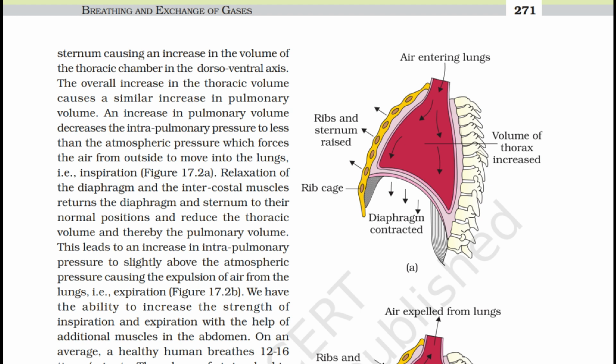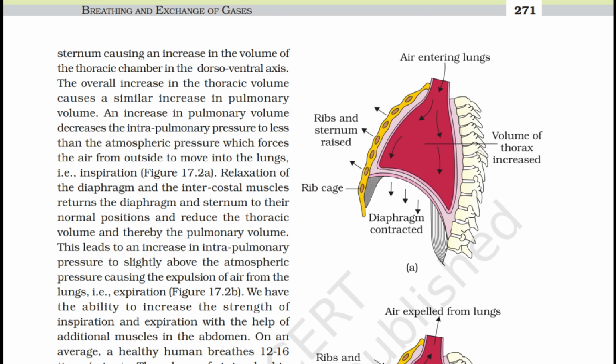An increase in pulmonary volume decreases the intrapulmonary pressure to less than the atmospheric pressure, which forces the air from outside to move into the lungs, i.e., inspiration. Relaxation of the diaphragm and the intercostal muscles returns the diaphragm and sternum to their normal positions and reduces the thoracic volume and thereby the pulmonary volume.